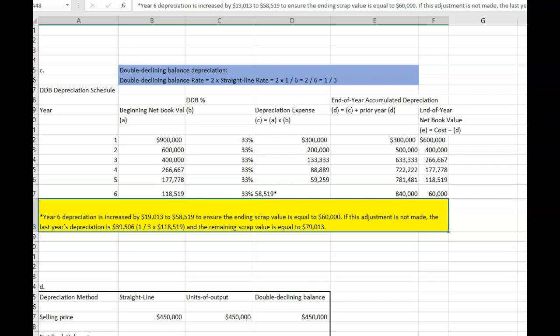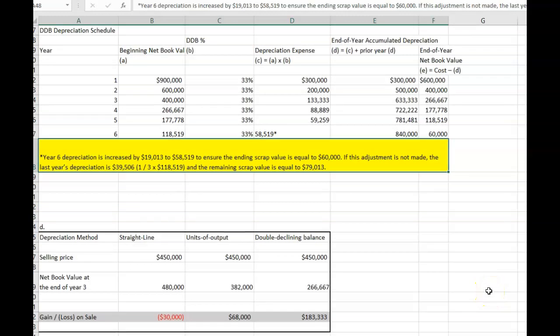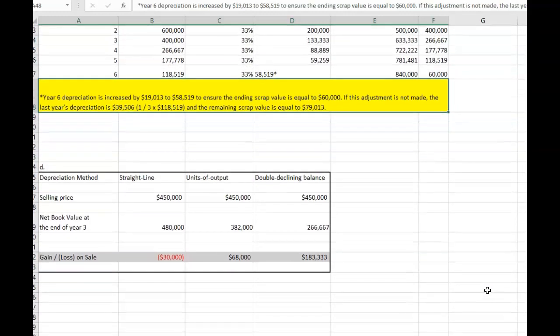The last part of this problem is finding the gain or loss on a disposal. At the end of year 3, we change our little play here. We sold it at the end of year 3. The selling price in each case is $450. The net book value is found in each of the 3 depreciation schedules. Notice that under straight line, cost minus accumulated depreciation is $480,000. We take the difference and see we have a loss of $30,000.